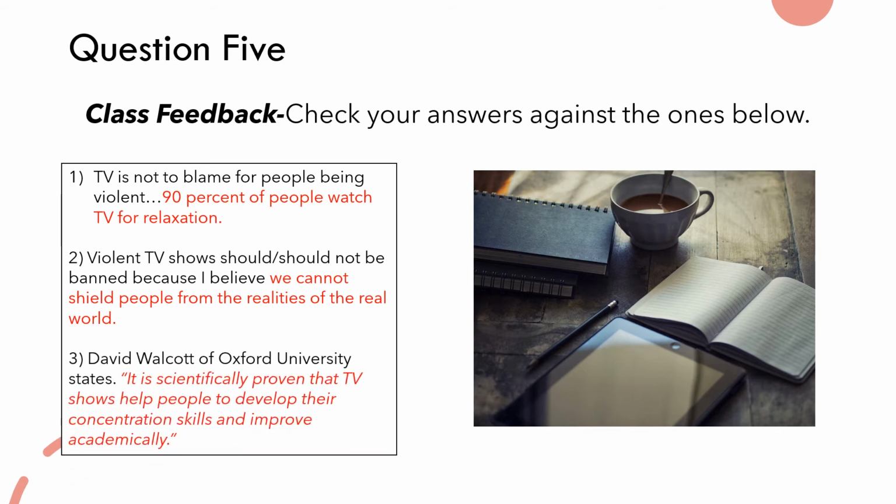Number 3. David Walcott of Oxford University states, it is scientifically proven that TV shows help people to develop their concentration skills and improve academically. Now again, I've got no idea whether this is correct or not, but because it's come from someone at Oxford University, a very prestigious university, it's giving my idea a little bit of validity, and also it helps my argument of saying that TV doesn't actually make us violent. In fact, it could make you potentially have better concentration, and depending on what you watch, might help you improve academically as well.